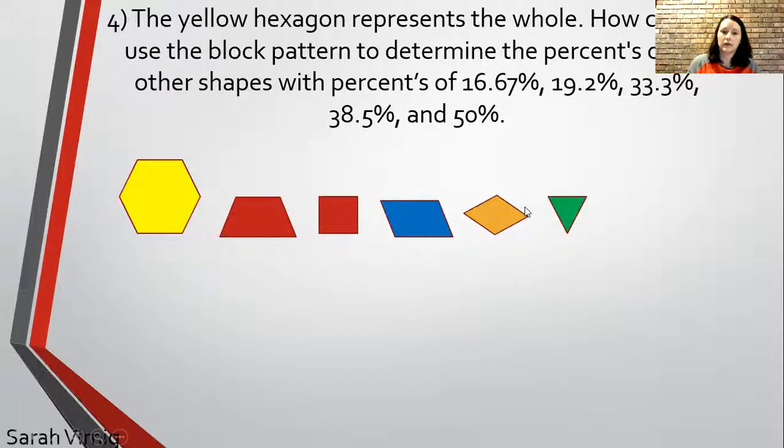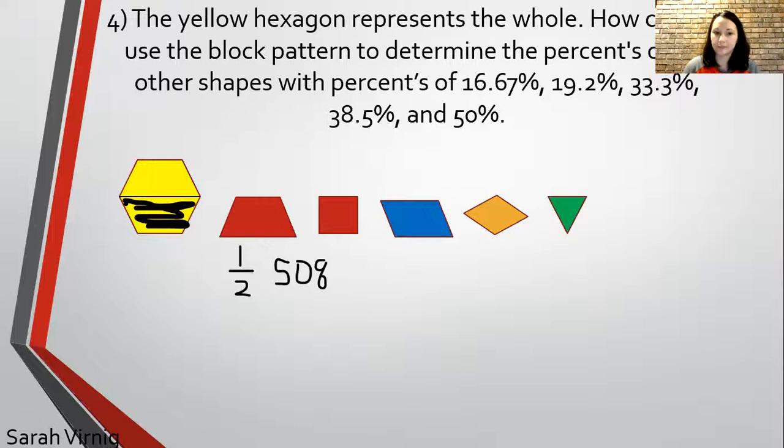All right, so let's start with our first one here. What I did first is, you can see on the yellow hexagon, I just drew a line in half. And then I shaded it in because we're going to use that. So that tells us right here that the trapezoid, we can use 1/2 of the hexagon. To turn that into a percent, you're going to take your 0.5 times it by 100 to get 50%. So we can mark that one out. We know that that trapezoid is 50%.